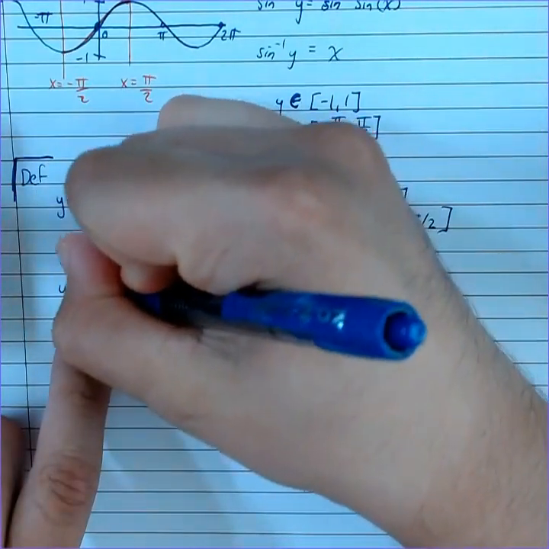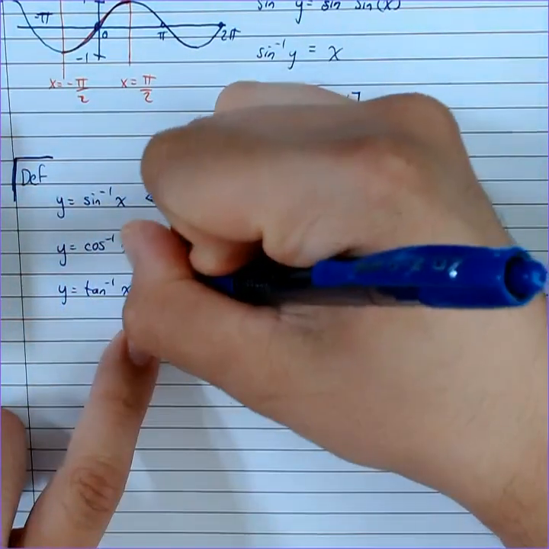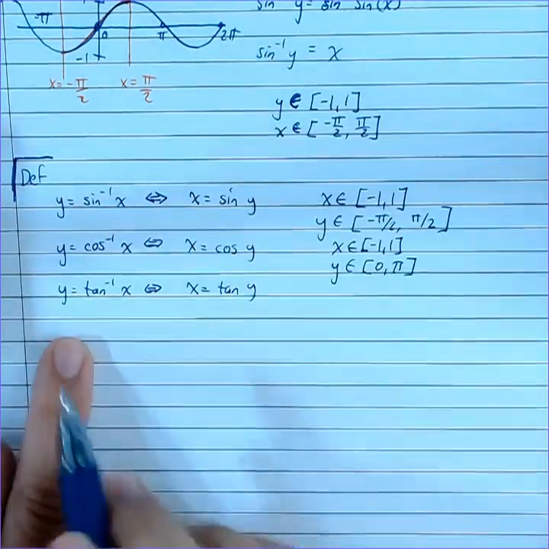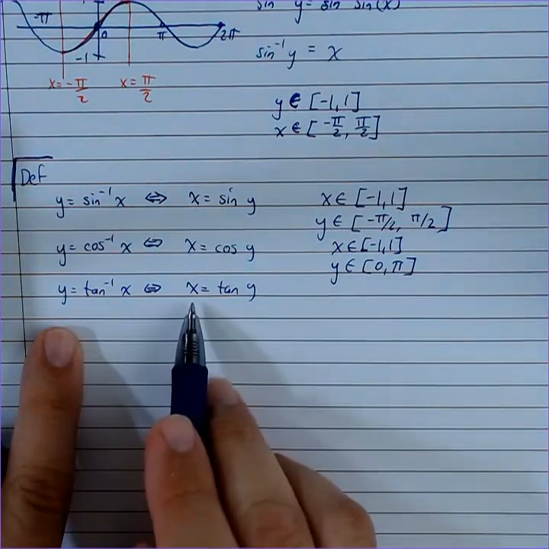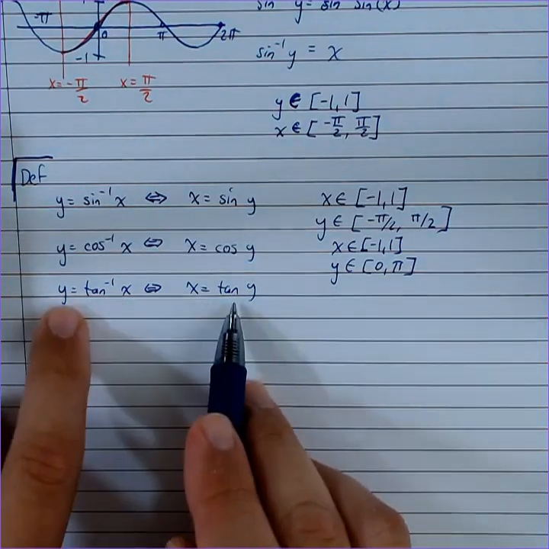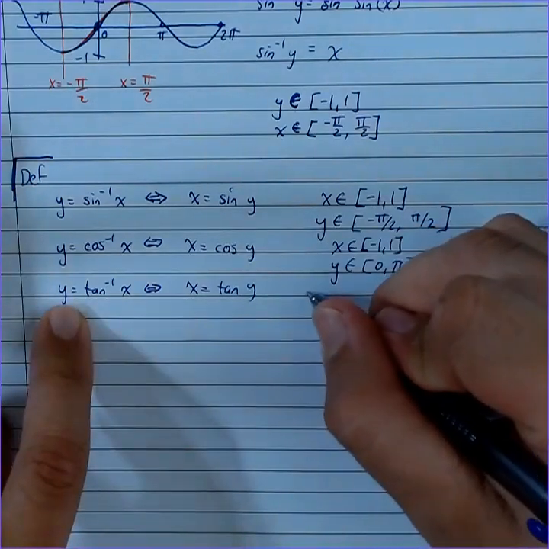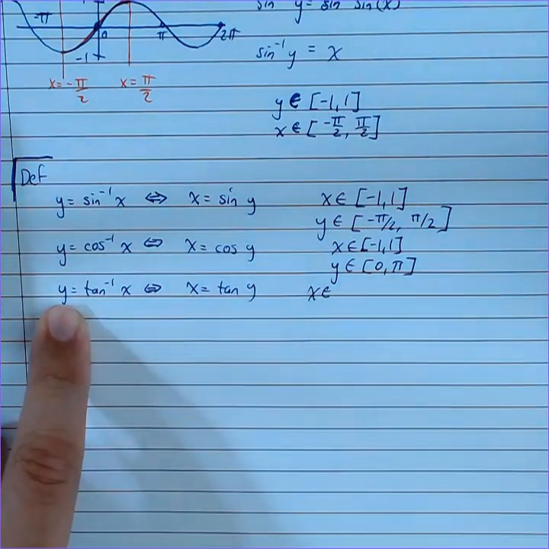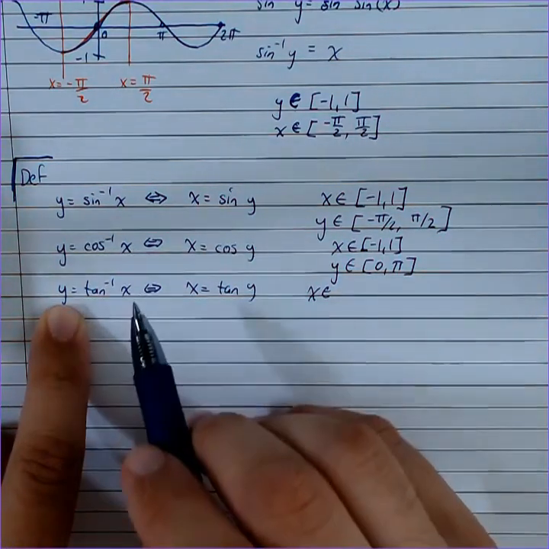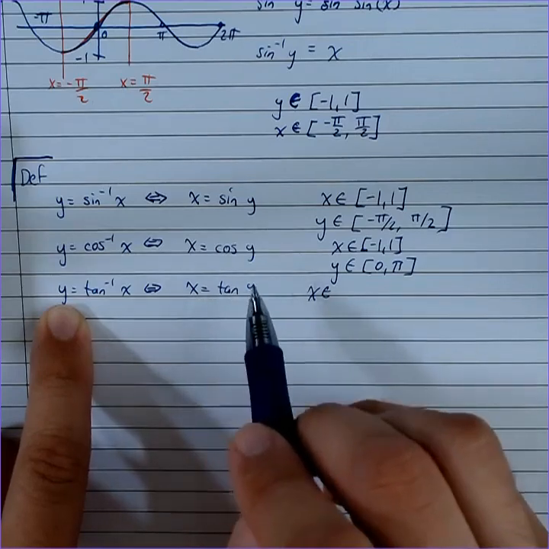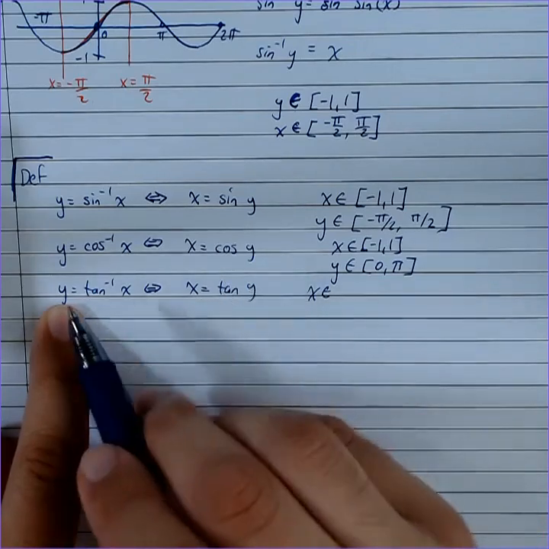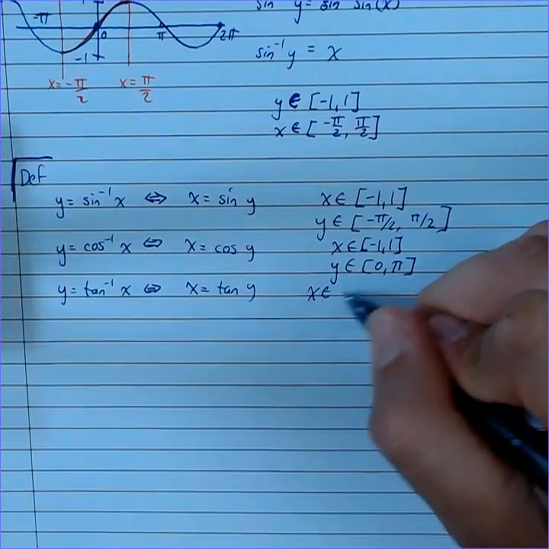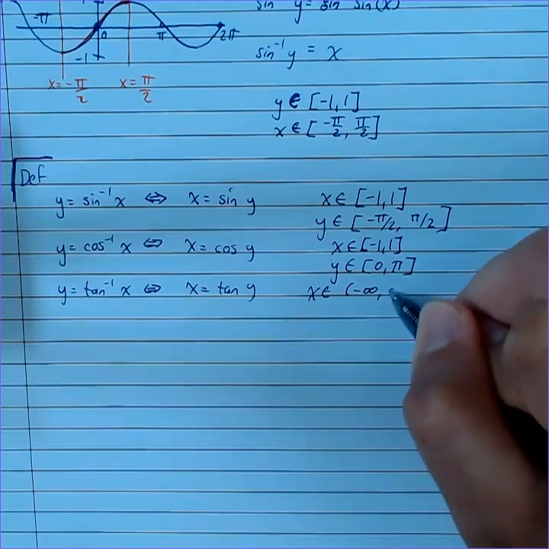Y is equal to the inverse tangent of x is the same as saying x is equal to the tangent of y. Y is the inverse tangent of x if and only if x is the tangent of y. And here we restrict our value of x. In this case, it's not actually going to be restricted since the range of the original tangent function is infinite. That means that the domain of the inverse tangent function will have that property. So here, x is in the interval from -infinity to infinity.